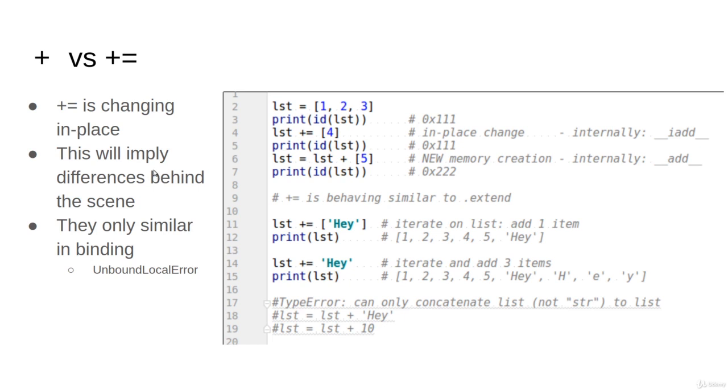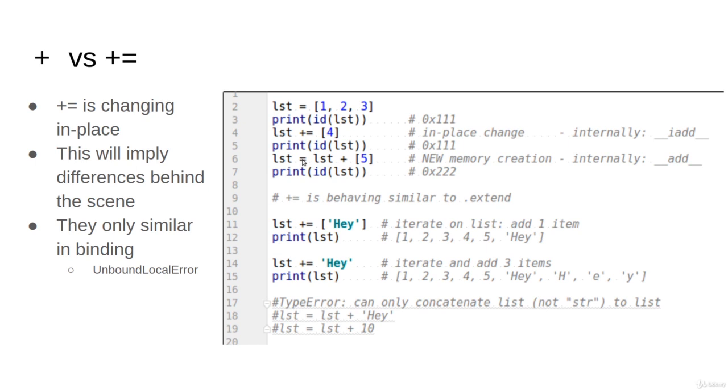This is very similar to the extend method. Let's see an example to show what's happening. If we have a list of 3 items, 1 to 3, let's print the ID of the list. It will say 111. If you say here plus equal 4, this is an in-place change. So now the ID of the list will be again 111. Notice the big difference here.